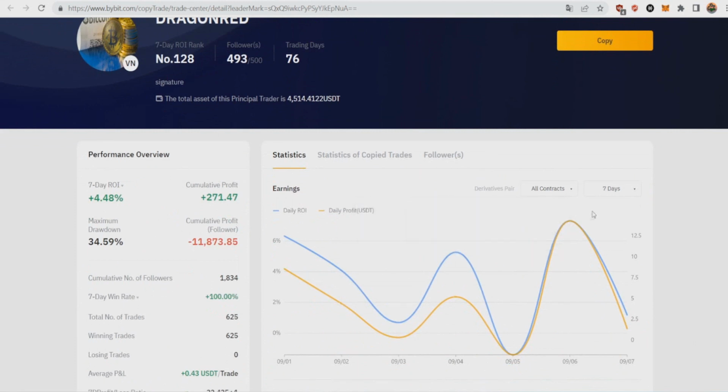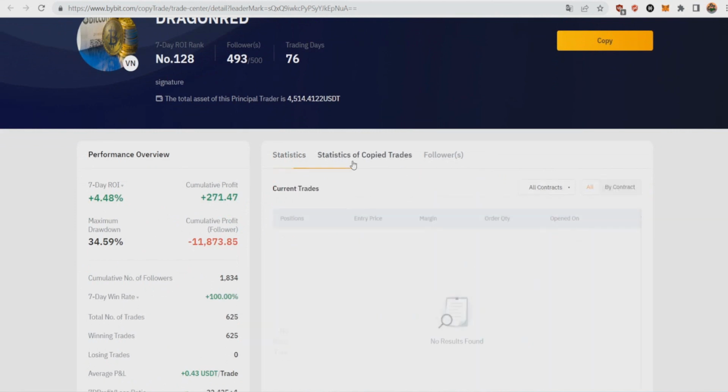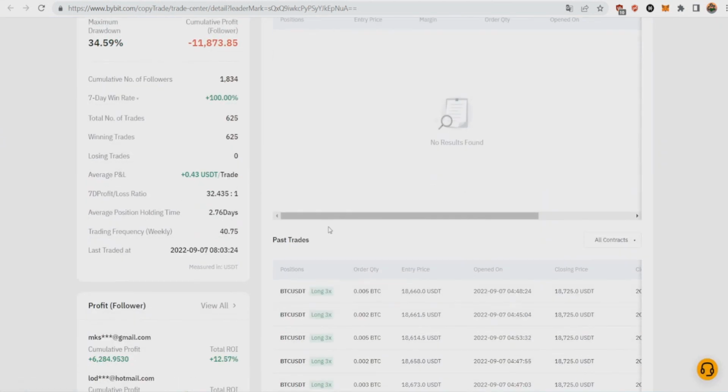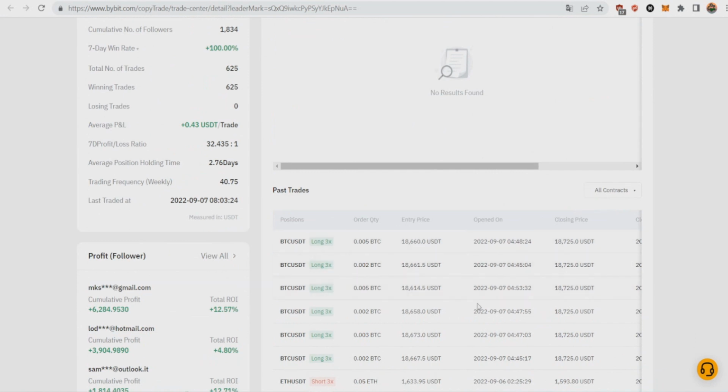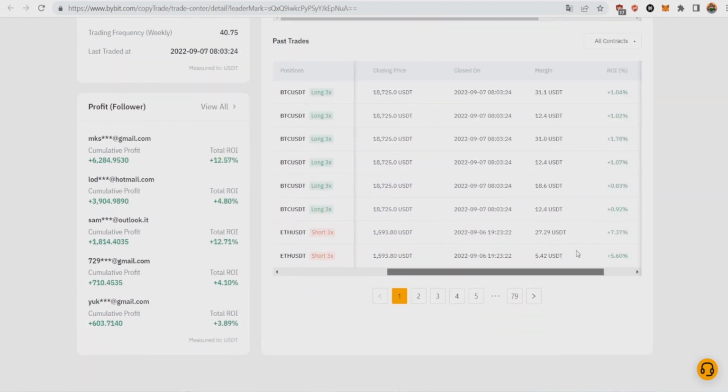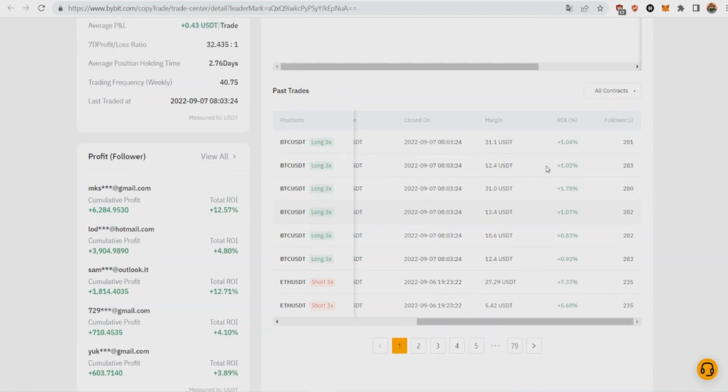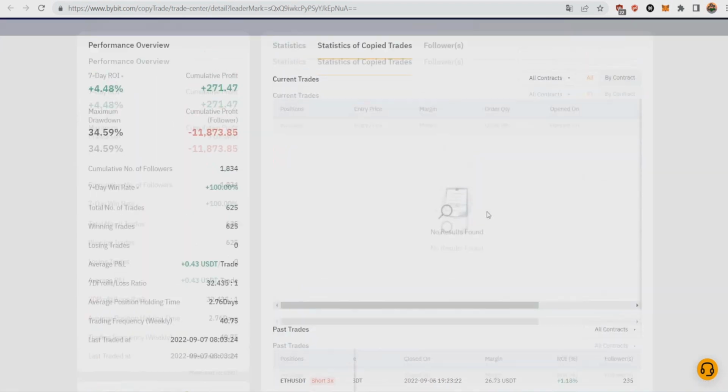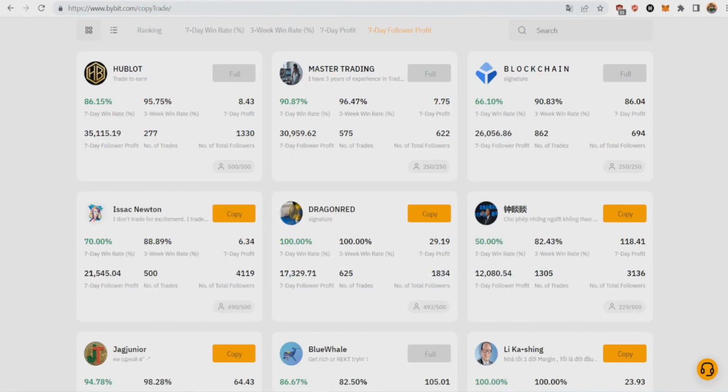As you can see, we can see his earning statistics, so return on investment, but also his copy trades. He's doing a lot of Bitcoin, guys, and Ethereum. As we can see, he made 1% a trade, so that's not bad. Let's look at his second page. He's shorting Ethereum, making 13%, 14%. So yeah, guys, that's looking really good.